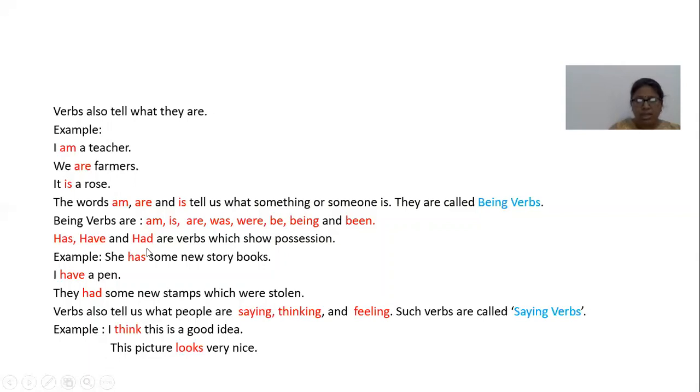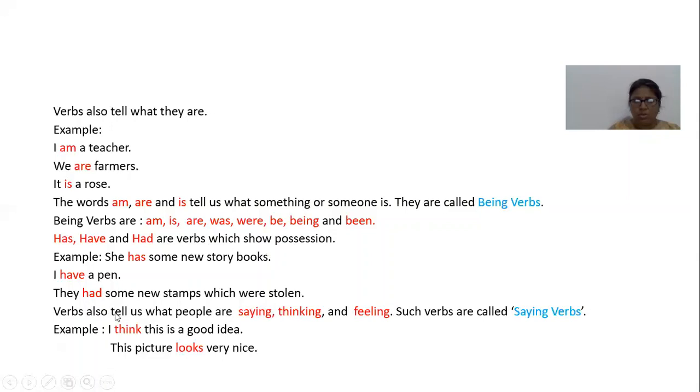Has, have and had are verbs which show possession or ownership or belonging. For example, she has some new story books. So these story books belong to her. I have a pen. This pen belongs to me. They had some new stamps. So these new stamps belong to them.